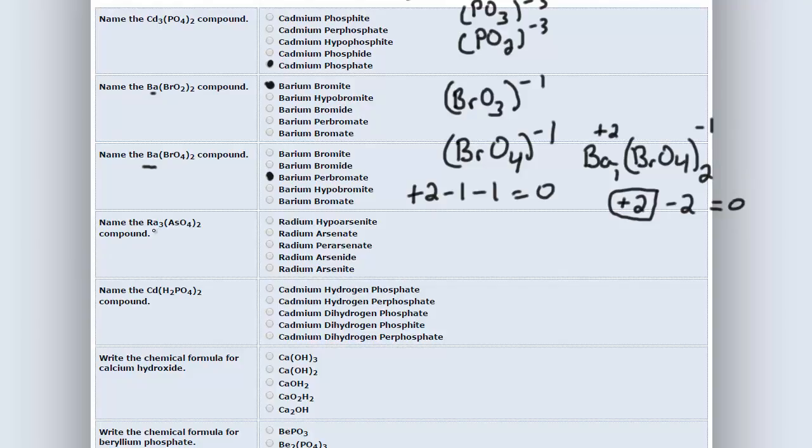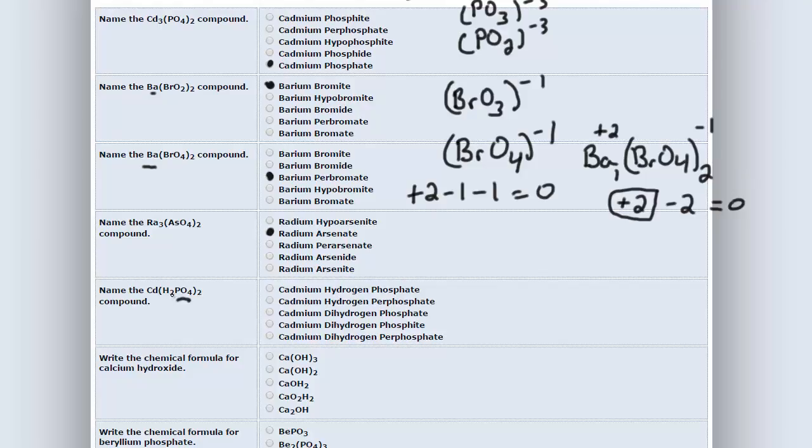Name this compound. Ra is radium, and AsO4 is arsenate. So radium arsenate. Name the Cd(H2PO4)2 compound. Wow, what a mouthful. Well, the first thing you should look at is this right here is a phosphate, and I don't just have one, I have 2 hydrogens in front of it. So this is going to be called dihydrogen phosphate.